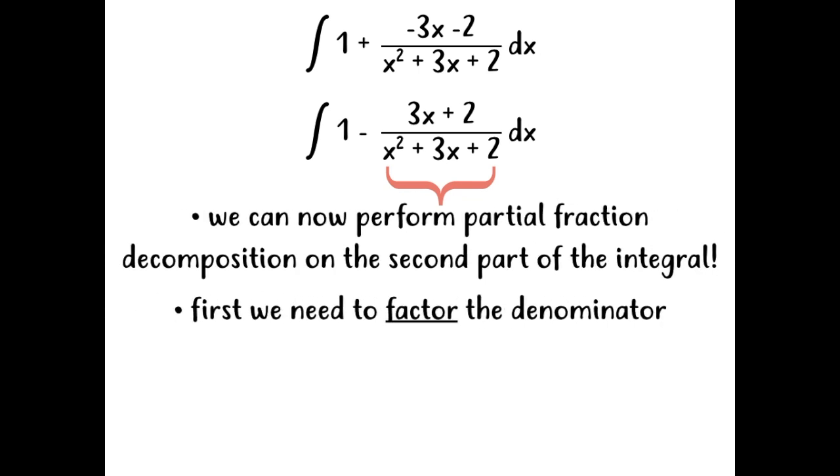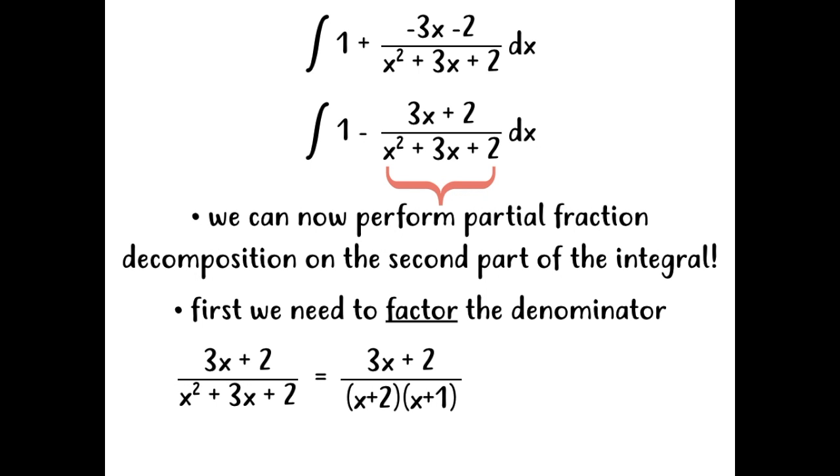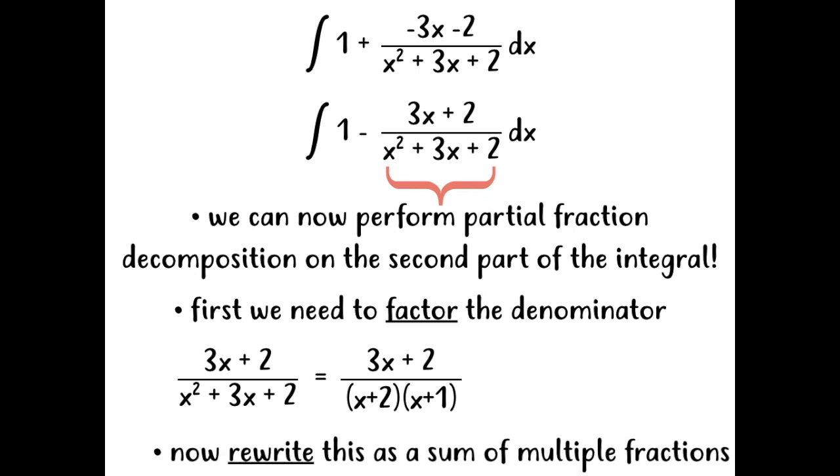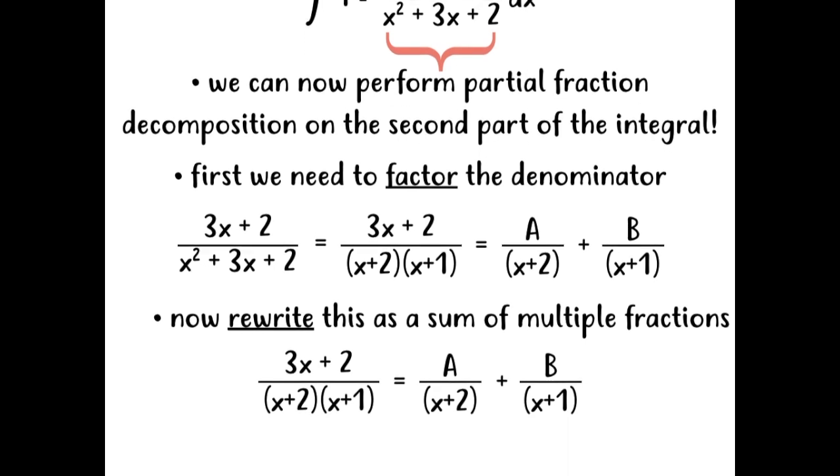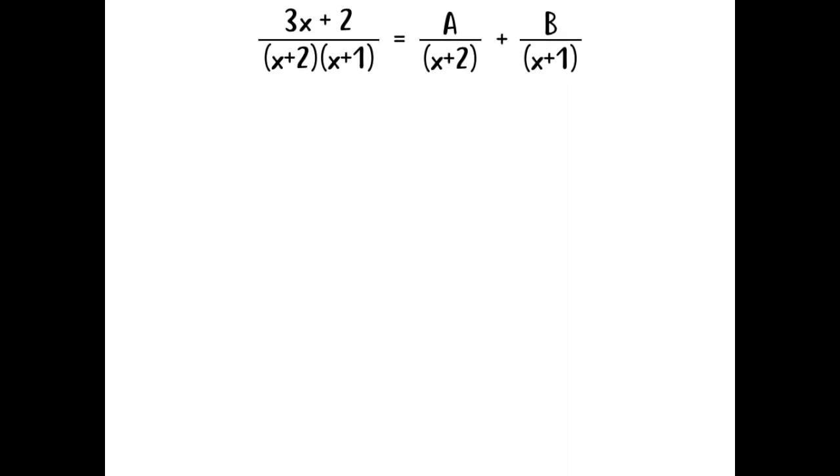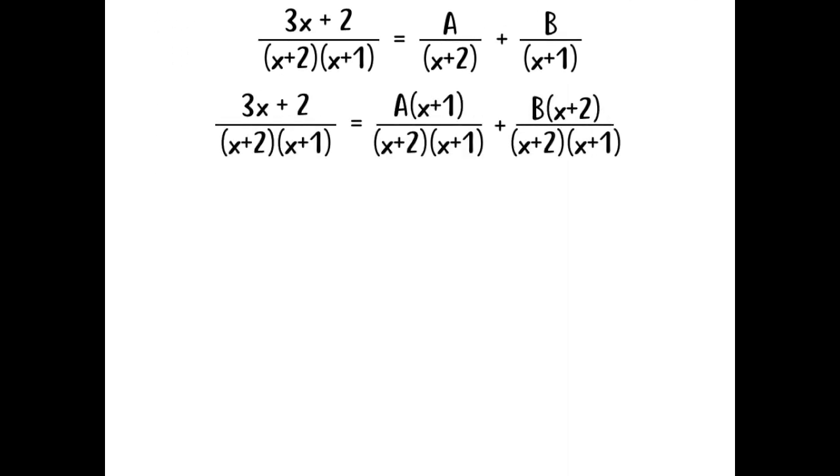First, we need to factor the denominator. So when we do that, we get 3x plus 2 over x plus 2 times x plus 1. Now we can rewrite this as a sum of multiple fractions. So we're going to get a over x plus 2 plus b over x plus 1. However, we now need to multiply whatever is missing from their denominators.